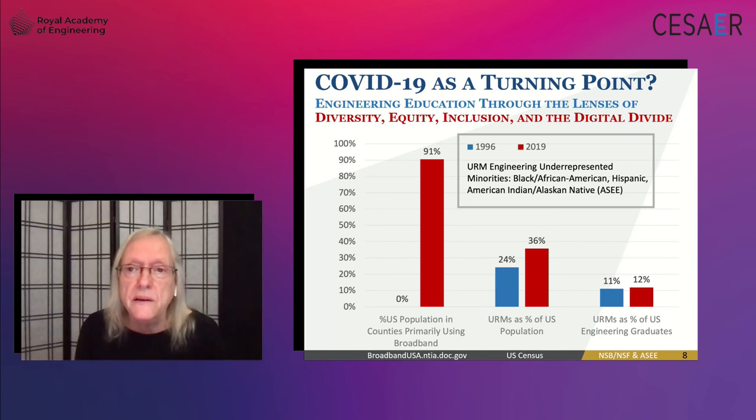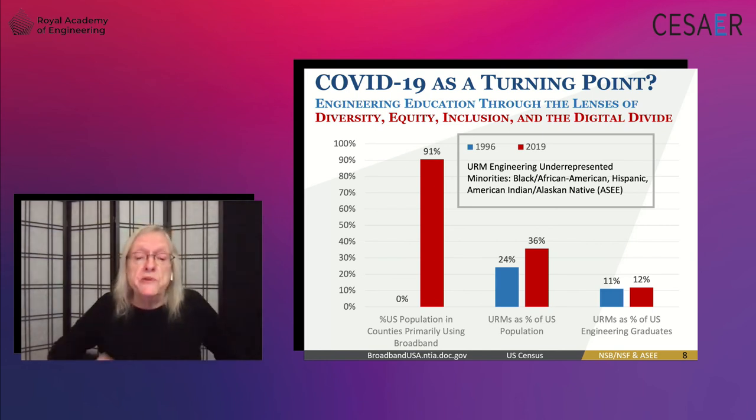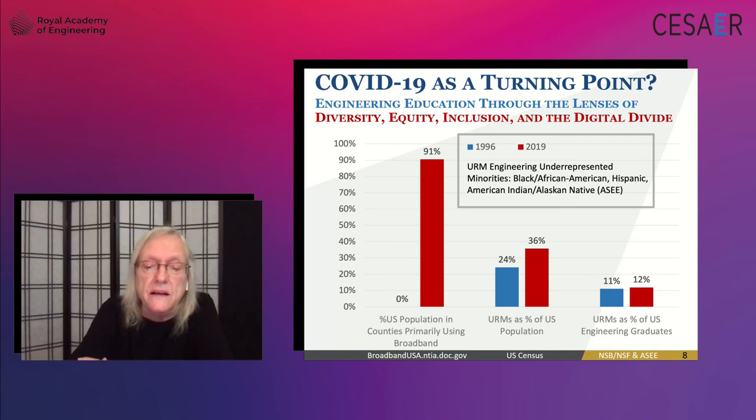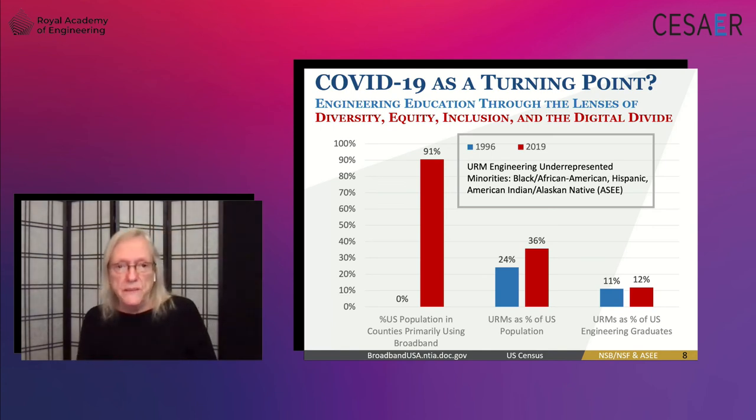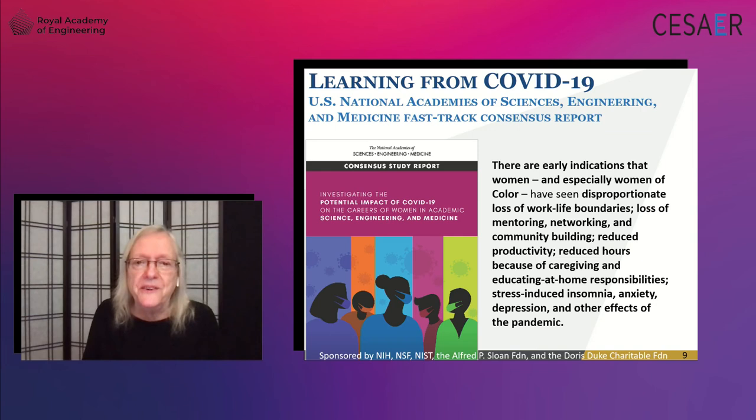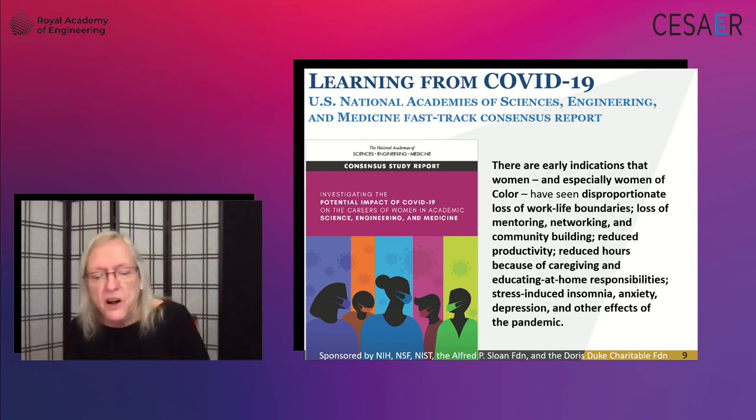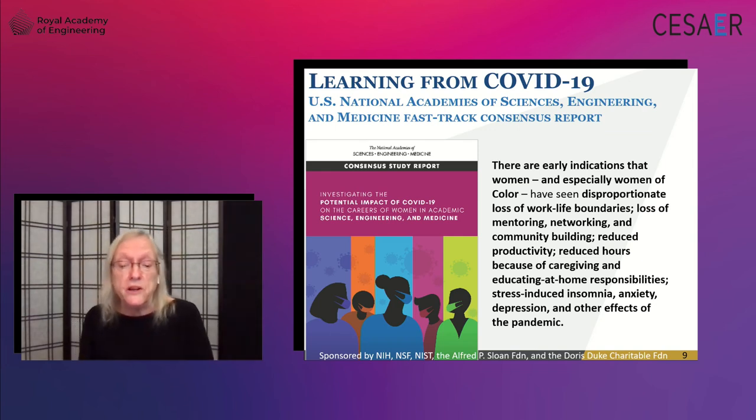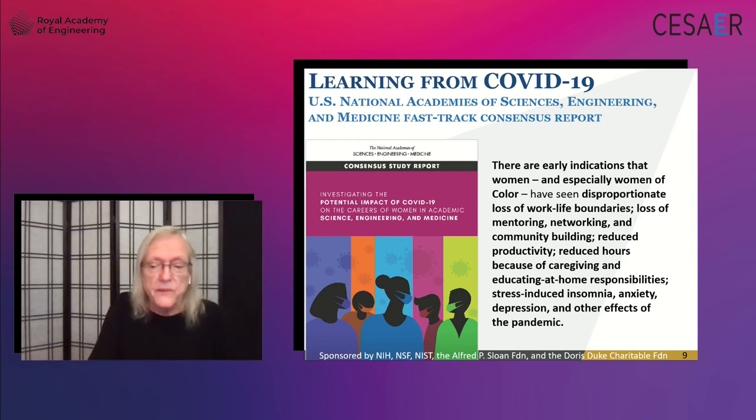And one snapshot of what underrepresented groups have experienced during the pandemic comes from a recent report from the US National Academies of Engineering. Early indications: women, especially women of color, have seen disproportionate loss of work-life boundaries, loss of mentoring, networking, community building, reduced productivity, reduced hours because of caregiving and educating at home, stress-induced insomnia, anxiety, depression, and other effects.